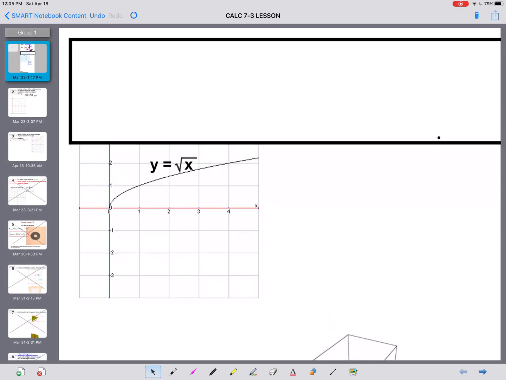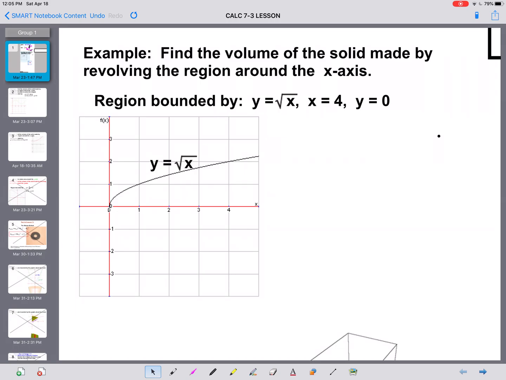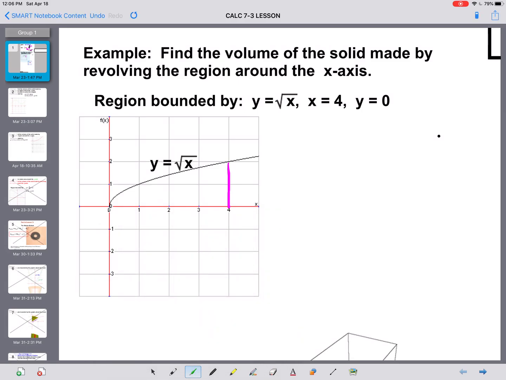Here we go. Here's our first one right here. I want to find the volume of a solid that's bounded by these three graphs. I already drew the graph y equals square root of x. How about the graph x equals 4? Yeah, it's right here. There's x equals 4. Where's the graph of y equals 0? Yeah, that's just the x-axis. So take a look at that.